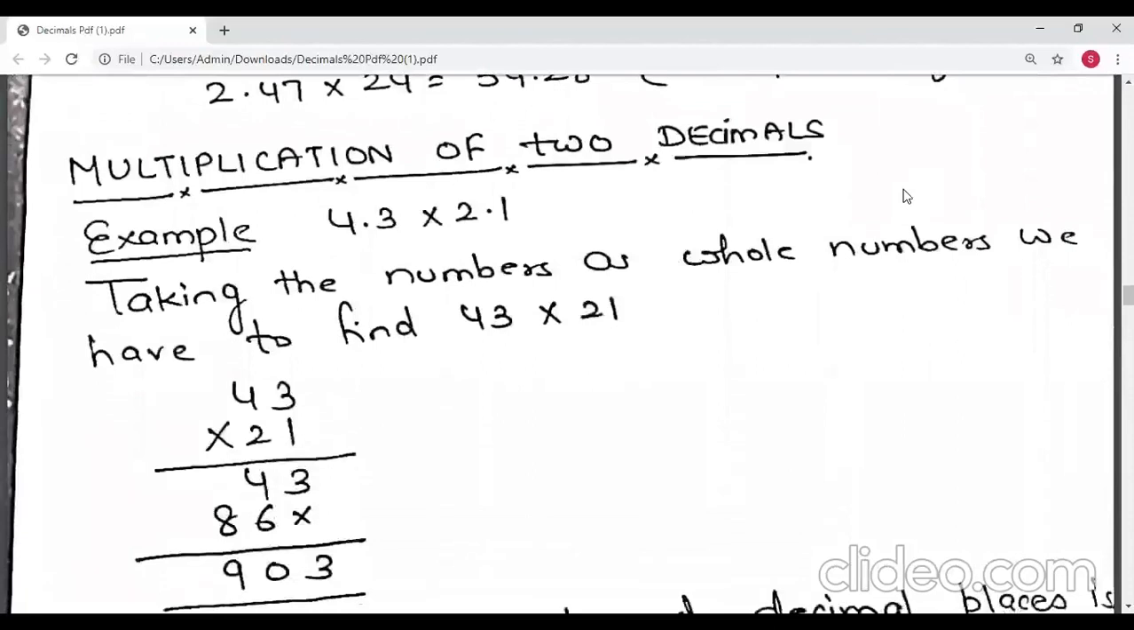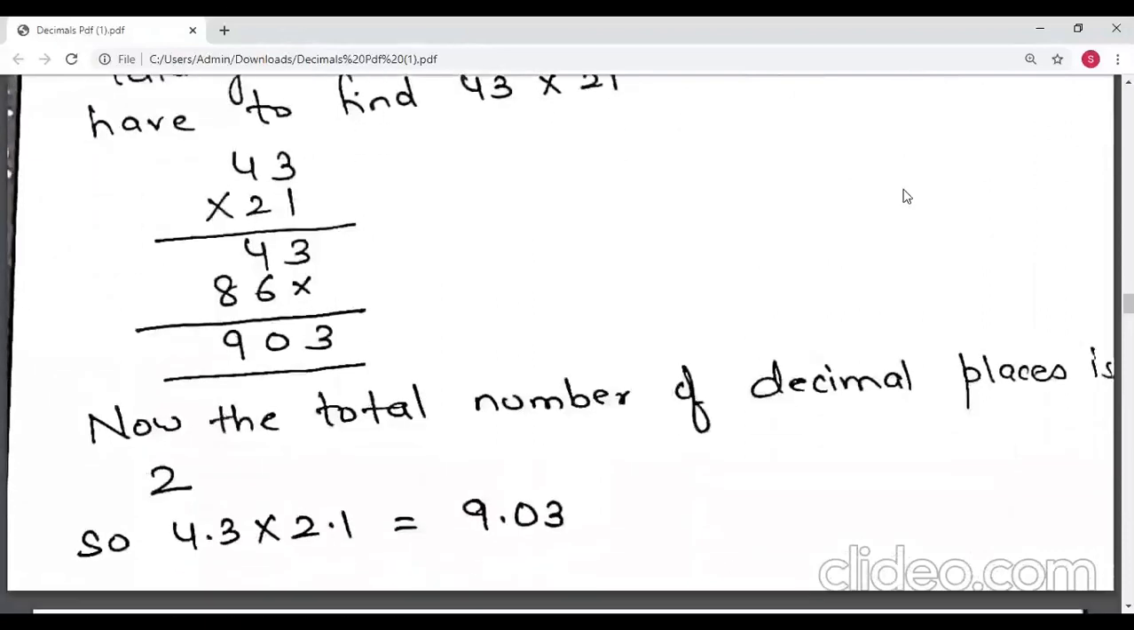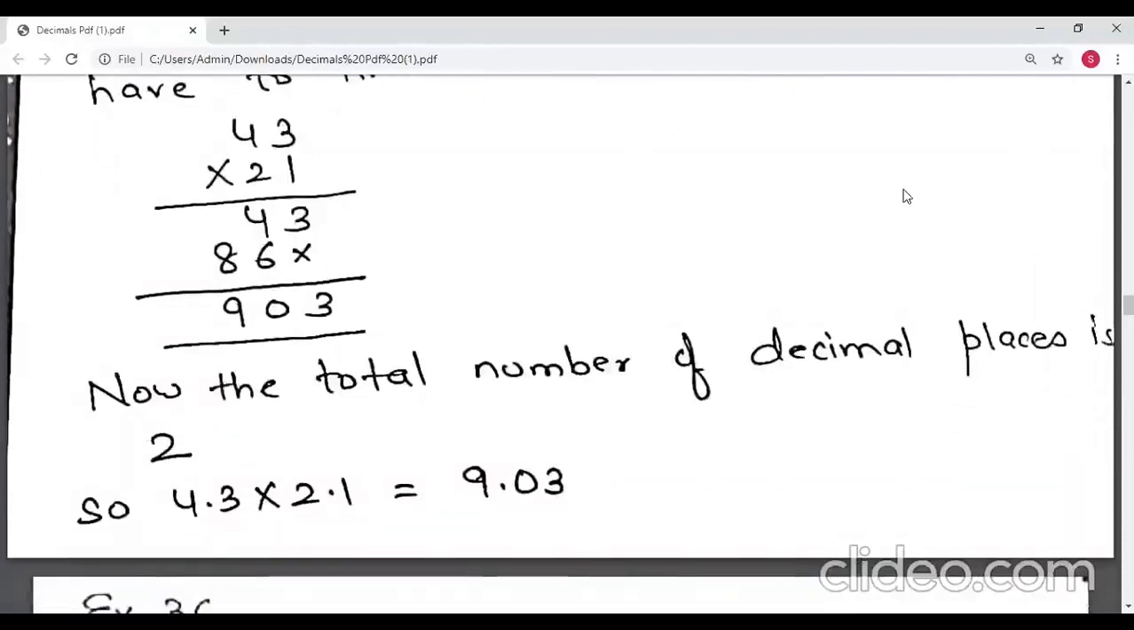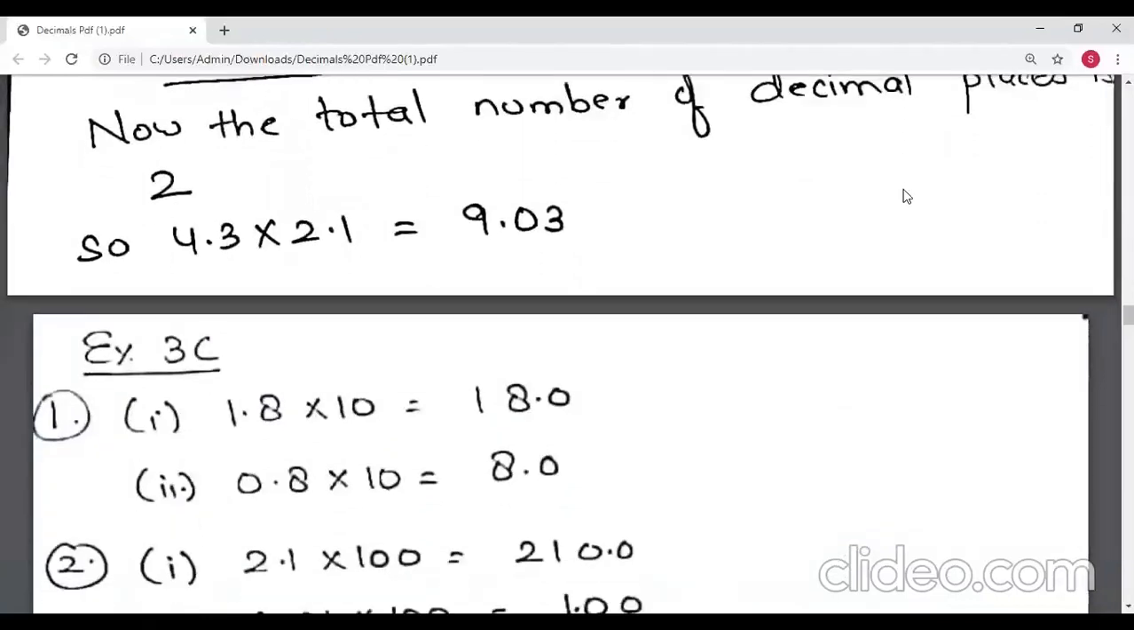Here I am just giving you one example in which both the numbers have decimals. The example is 4.3 into 2.1. What we will do here is take the numbers as whole numbers. We have to find out first 43 into 21. When we multiply 43 into 21, you will get the answer as 903. And because both the numbers have one decimal place, the total number of decimal places is 2. So 4.3 into 2.1 can be written as 9.03.